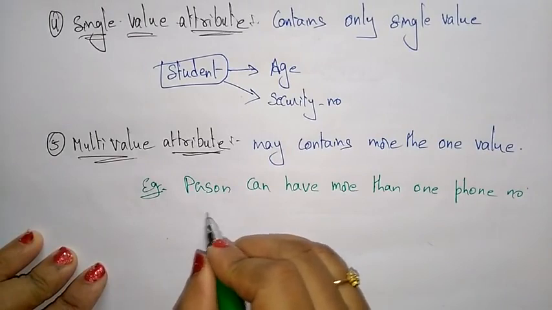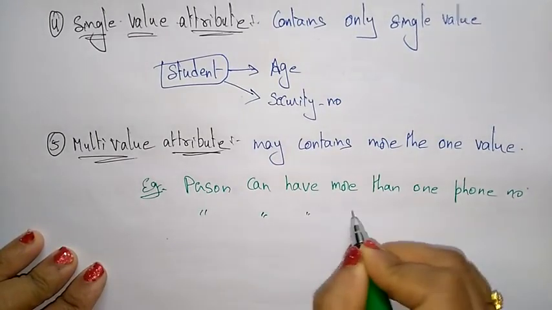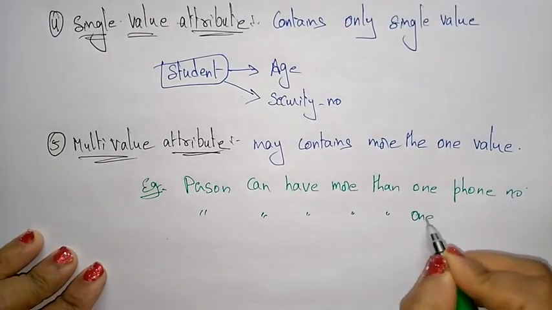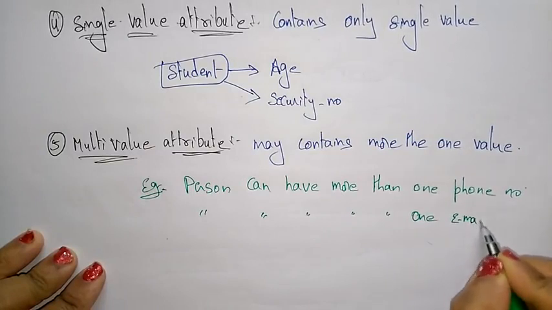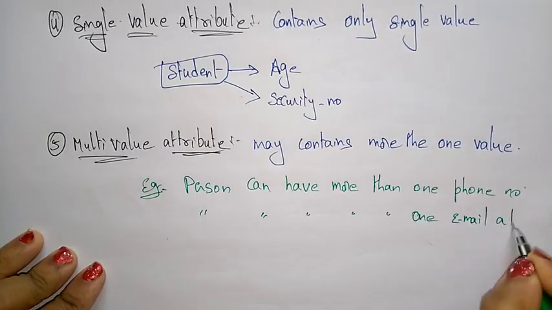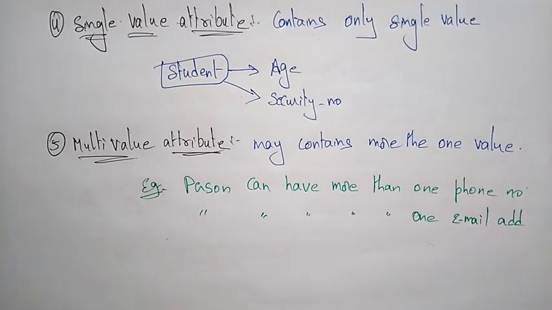In the same way, a person can have more than one email address. So he may have many email addresses. Okay, so this is a multi-value attribute. Let us see all these in a diagrammatic representation. Different types of attributes can be represented by using the ER model.